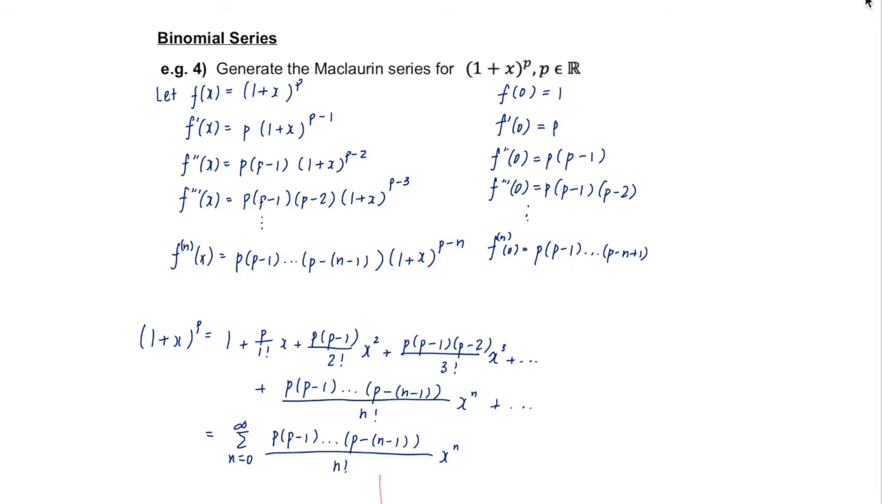Now let's explore the binomial series. So here we're going to generate the Maclaurin series for 1 plus x to the power of p. So p is a general power.